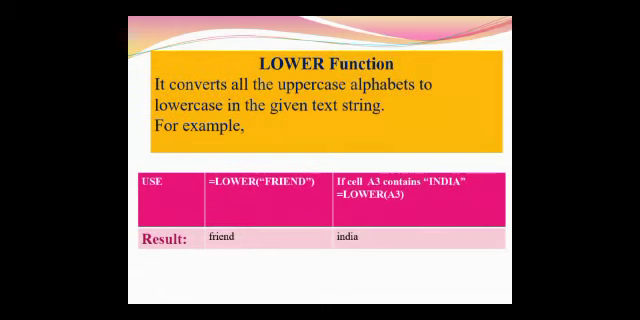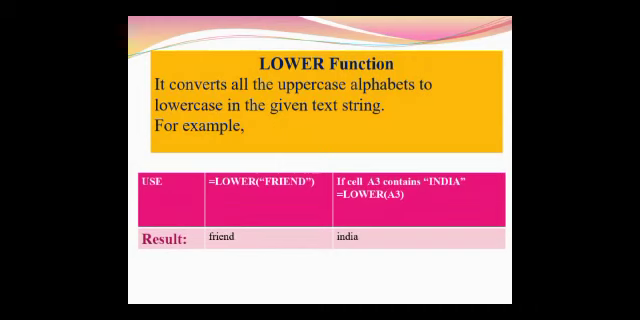Next is lower function. It converts all the uppercase alphabets to lowercase in the given text string. That means all the capital letters will be converted into small letters. So I write equal to lower in bracket friend, I have written in double quotes. So if friend is written in capital letters, they will be converted into small letters.